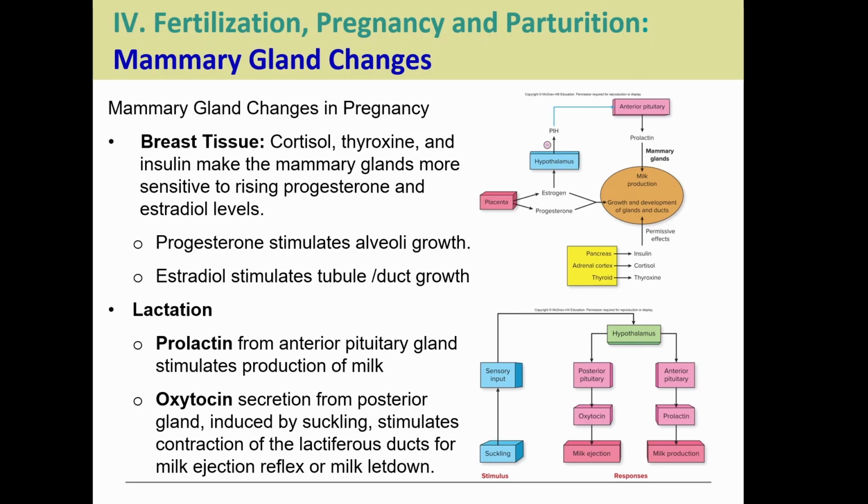In the mammary glands, some things change, breast tissue will change. So cortisol, thyroxine, insulin, these are going to make the mammary glands more sensitive to the rising progesterone and estrogen levels. Progesterone will stimulate the alveoli growth, and estradiol will stimulate tubule and duct growth. So this is going to stimulate more the growth of the tissues that are going to be responsible for making milk. And then when it comes to actual lactation, prolactin is going to stimulate the production of the milk, and oxytocin will stimulate the contraction of lactiferous ducts. And like I mentioned before, the suckling from the infant is going to release that oxytocin to promote this process.